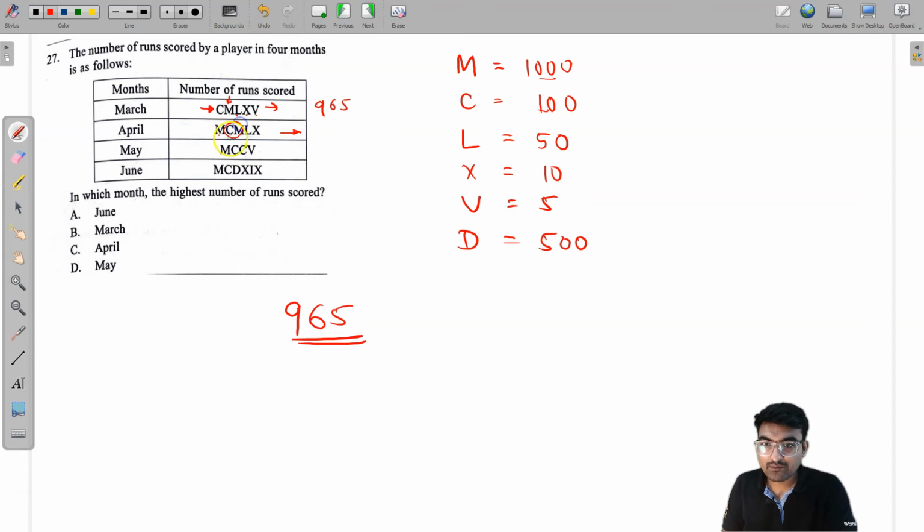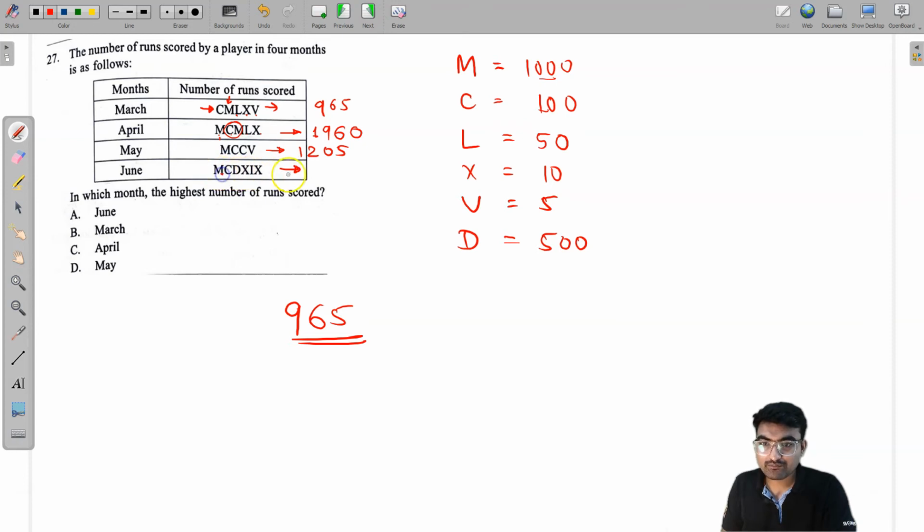Oh wait, MCM, that means 1000 plus 900, so 1900. LX is 50 and 10, so 60. Okay, so next MCCB, right? So M is 1000, 2 times C is 200 and 5. So 1205, right? Next is MCD.